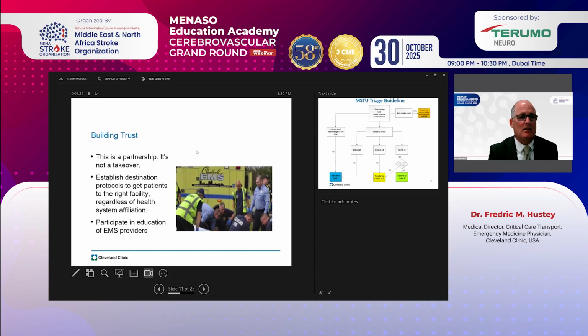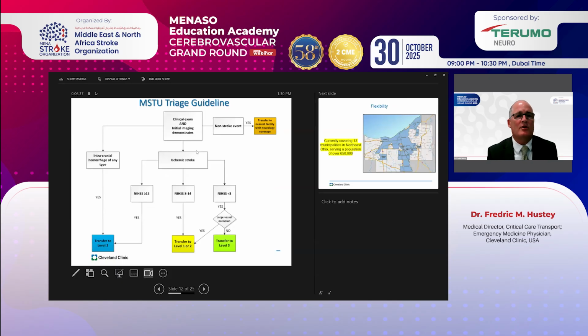And then we had to participate in the education of EMS providers. This is one example of our triage guideline that we developed. In a nutshell, it goes through a workflow of who needs to go to a level 1 stroke center for the mobile stroke unit, who could go to a 1 or a 2, who could go to a 3, and then who could go to the nearest facility with neurology coverage, because it sounds like it was probably a non-stroke event. The crews all know geographically where each of these hospitals are, where the closest level 1 is based on where they're at, the closest level 2, the closest level 3, and the closest facility in general. Those are the guidelines that they follow.